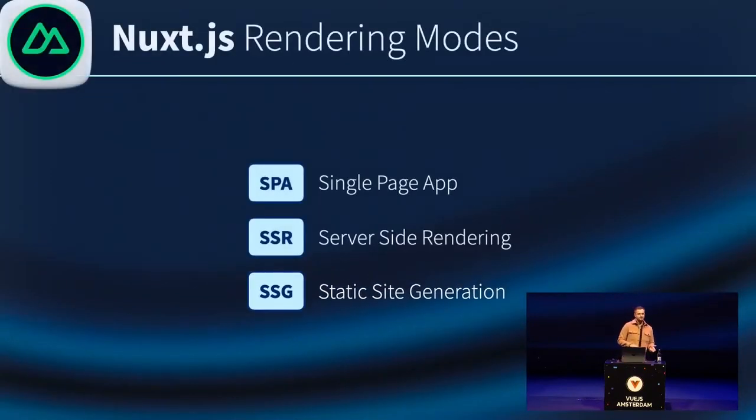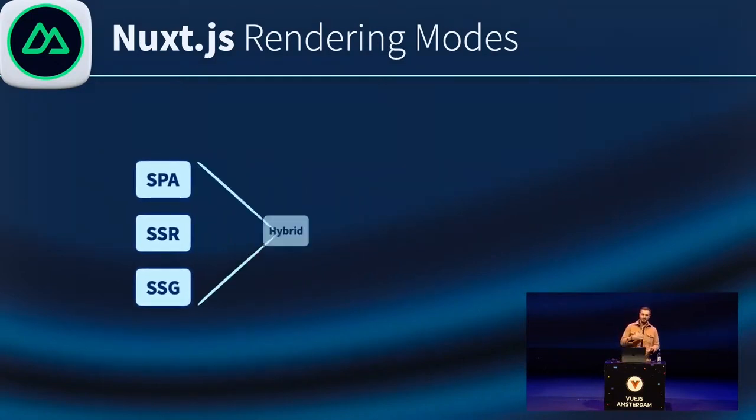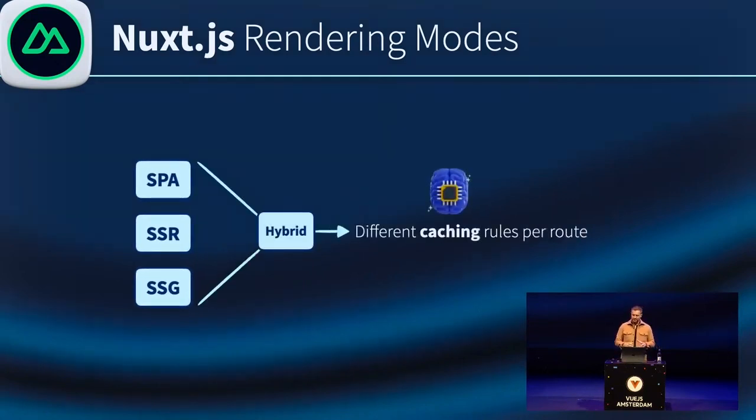So touring these different rendering modes, you might be thinking, well, what if I have certain pages that would be really good as an SPA, while others would be good as maybe an SSG? Well, fortunately, with Nuxt 3, we can actually implement hybrid rendering modes. And these are going to have different caching rules per route. One such hybrid caching mode is SWR, or stale-while-revalidate.